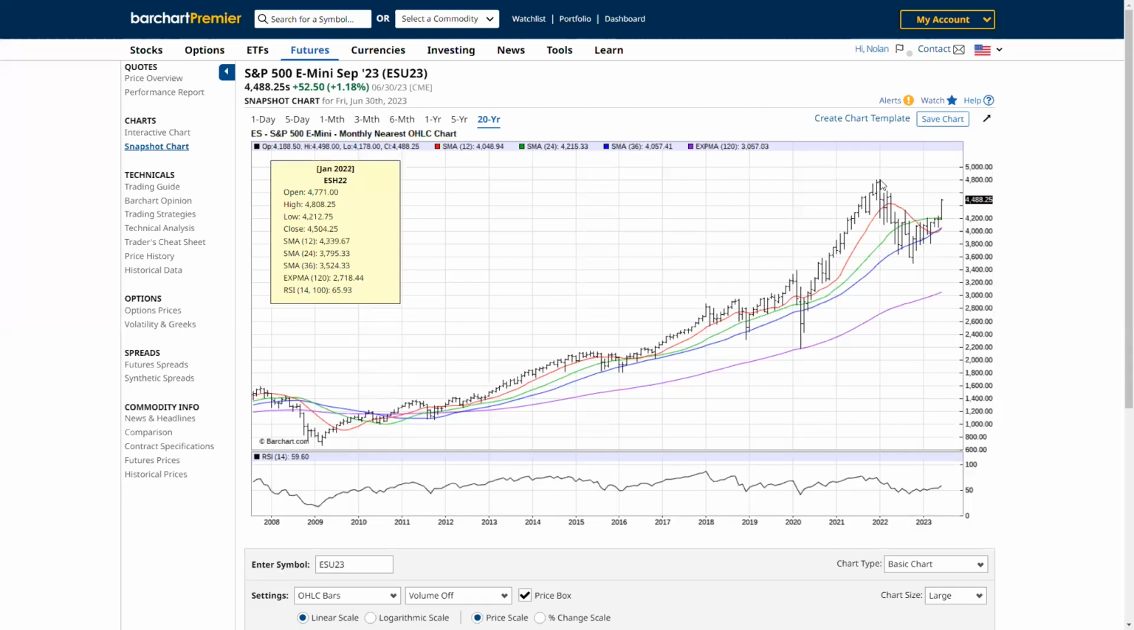The next month is January 2022. You go to 4808, but look at that RSI. It's not at 74 like it was the month prior. It's at 65. That's your indication that it's run out of steam.